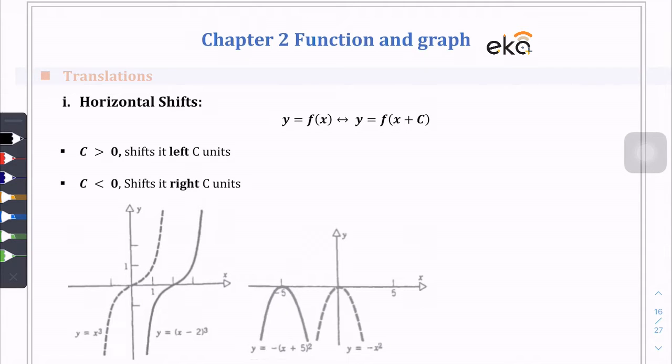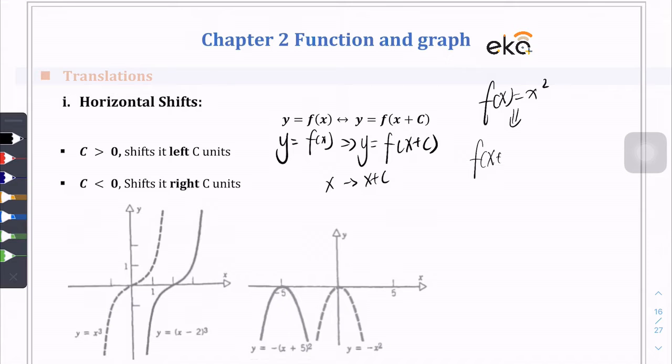One, horizontal shifts. It happens when the original function y equals f(x) is changed to y equals f(x plus c). So before x, x becomes x plus c. For example, f(x) equals x squared, and now it's changed to f(x plus c), which is (x plus c) squared. So when c is greater than 0, it shifts to the left by c units. When c is negative, it shifts to the right by c units.